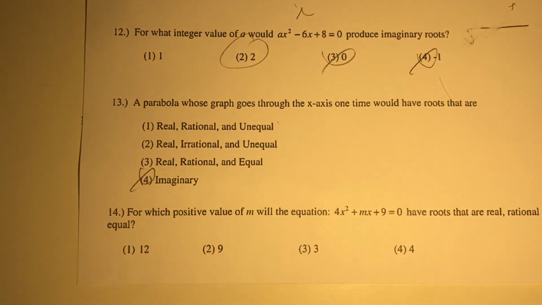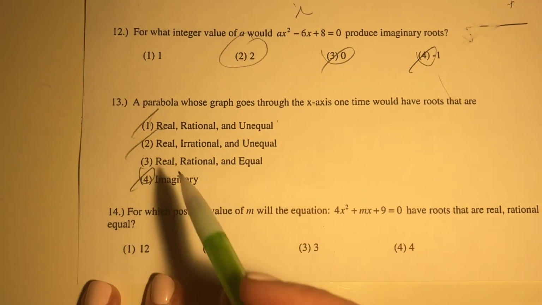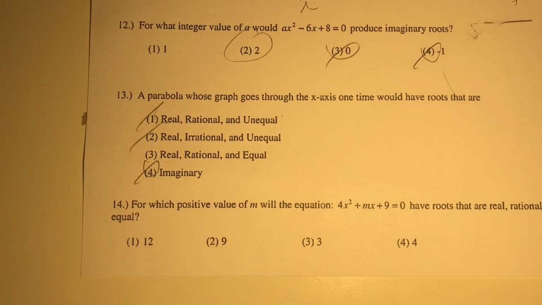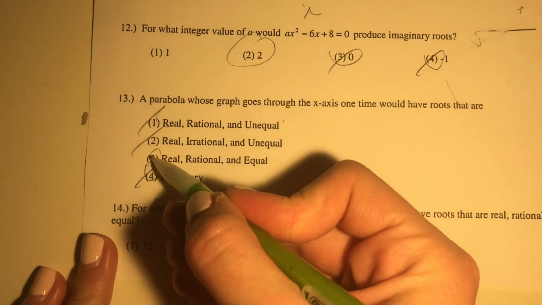These two, they're going to hit the x-axis twice, because if we look at an example, it's still going to do it. Now we're left with real, rational, and equal. If we think back to our notes earlier, it says that the discriminant equal to 0 means it's only going to hit the x-axis once. So we pick number 3.